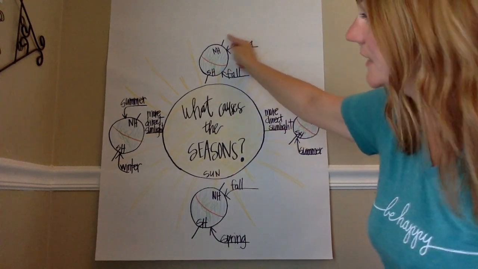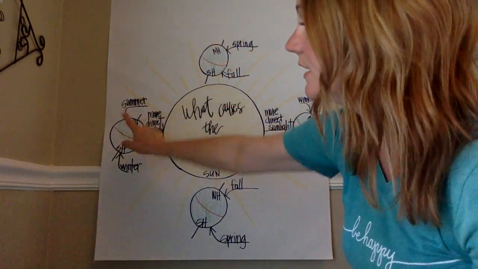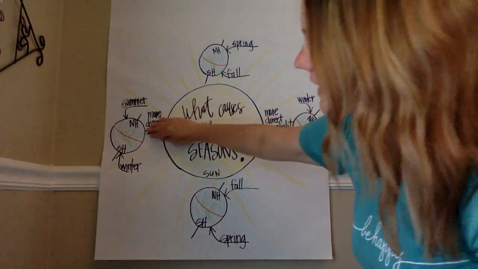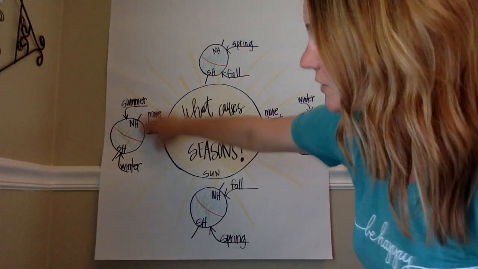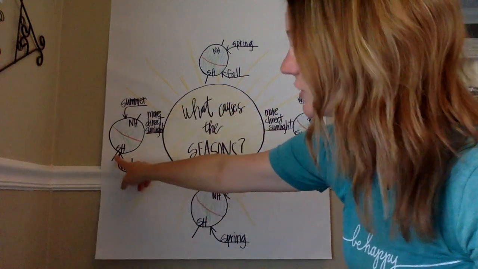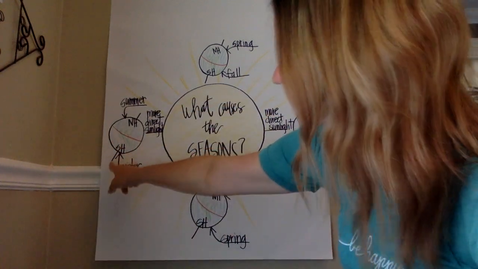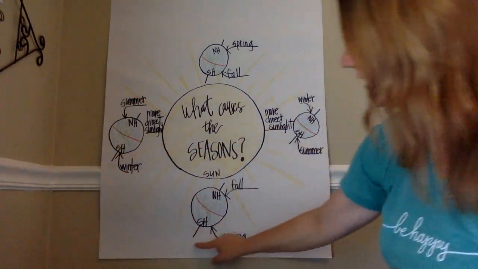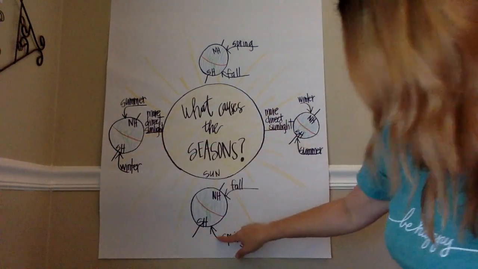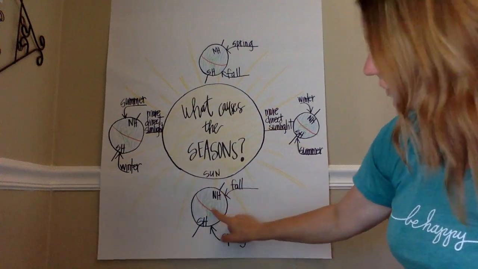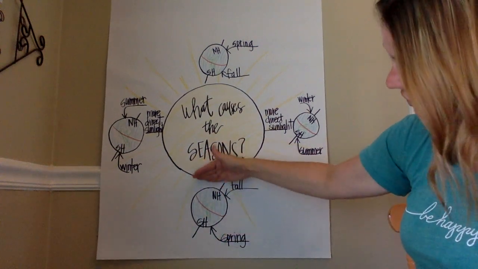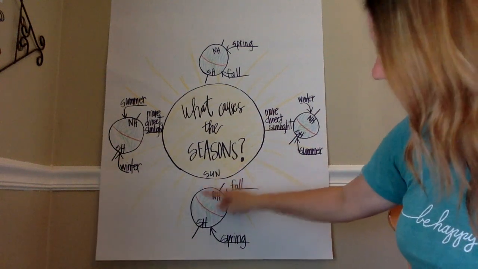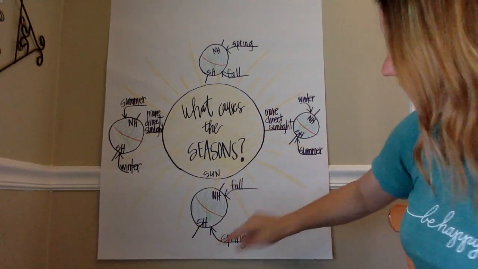All right, so then as it makes its trip around the sun, again, the Earth's on its axis, and it's getting more direct sunlight here in the northern hemisphere, which causes summer, and less direct sunlight here, which causes winter on the opposite side. And then again, it's making its trip around the sun. The northern hemisphere is getting less direct sunlight, which causes fall. In the southern hemisphere, it's causing spring.